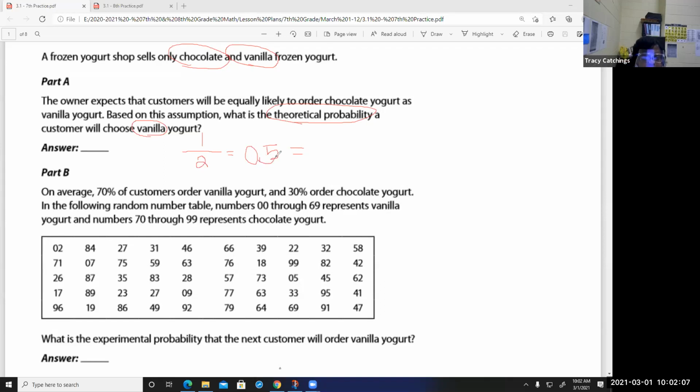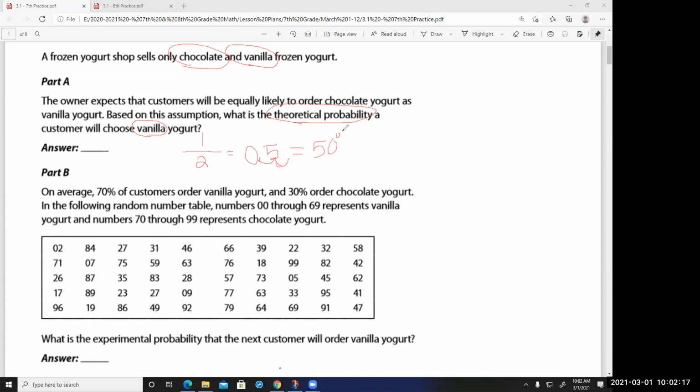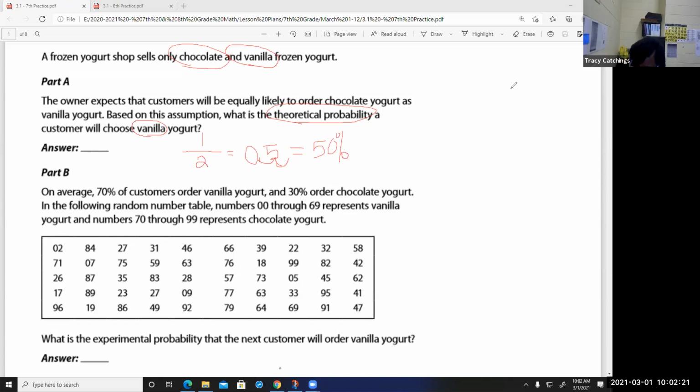Shift your decimal 2 times to the right. 100%. Look again, 2 times to the right. Fill in missing places with a placeholder. So that means the theoretical probability of getting vanilla yogurt will be 50%. Any questions about how we came up with 50%?